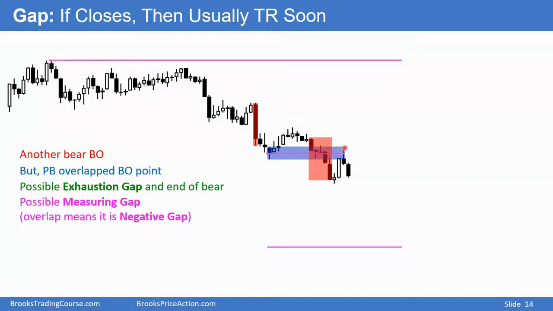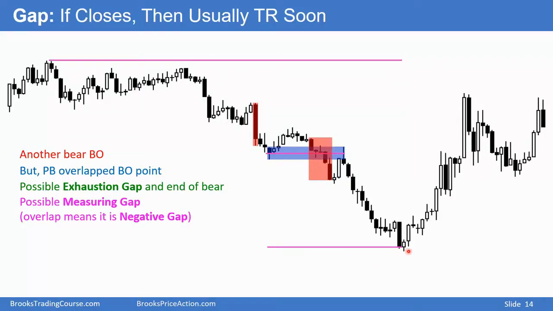Because we have a negative gap, slight overlap of the pullback and the breakout point, we could get a measured move down from the midpoint of the overlap. I still call that a possible gap, the high of the pullback bar, the low of the breakout point, and the measured move might come from the top of this current bear leg or the top of the bear trend.